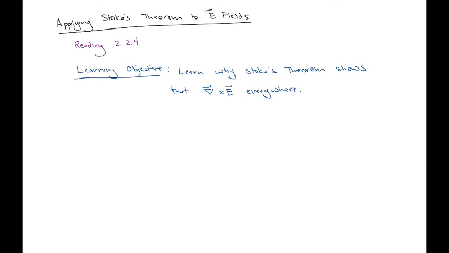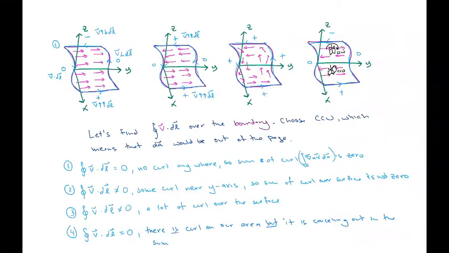Okay guys, I meant to put this at the end of the Stokes theorem lecture, but I kind of screwed up. So what we're going to do now is apply Stokes theorem to electric fields. The main point is that we already talked about how the line integral around a closed path of the electric field is equal to 0, and that's independent of path. So we're going to learn why that means that Stokes theorem shows that the curl of the electric field is 0 everywhere.